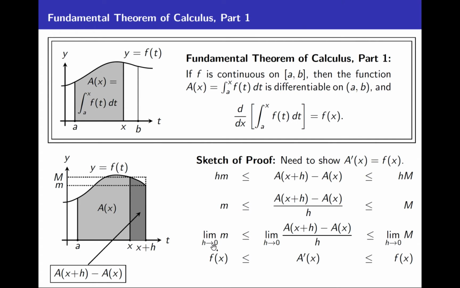Now the limit as h approaches 0 of little m is f of x. The limit as h approaches 0 of big M is f of x. And the limit as h approaches 0 of A of x plus h minus A of x divided by h is A prime of x. So there we go. A prime of x is greater than or equal to f of x, but less than or equal to f of x. So the only thing you can conclude is that A prime of x has to be equal to f of x. That's the only way this inequality could hold.